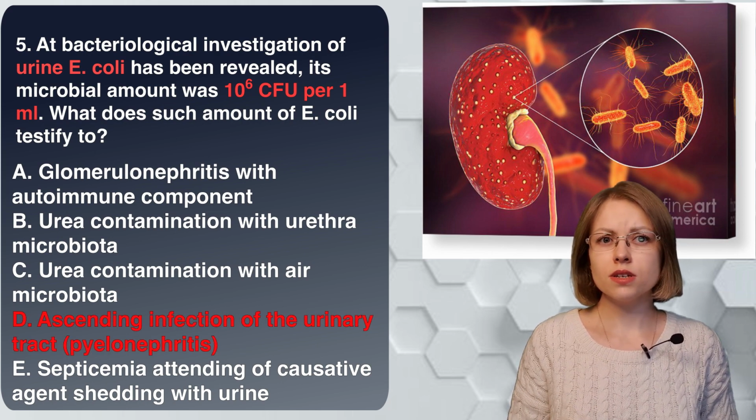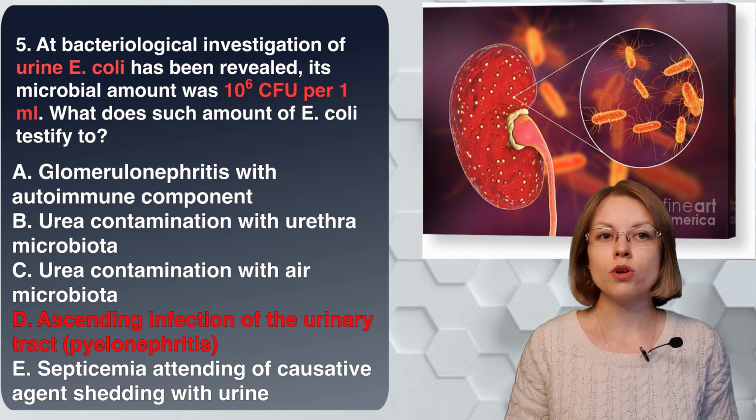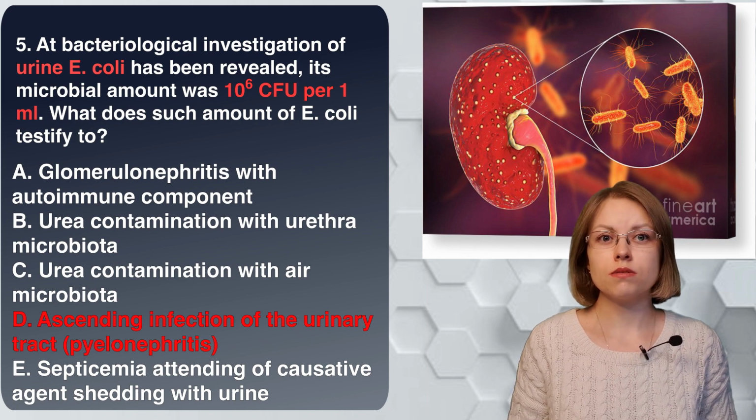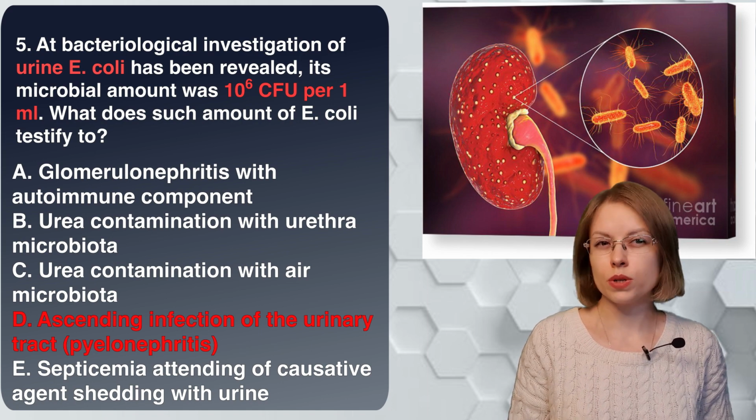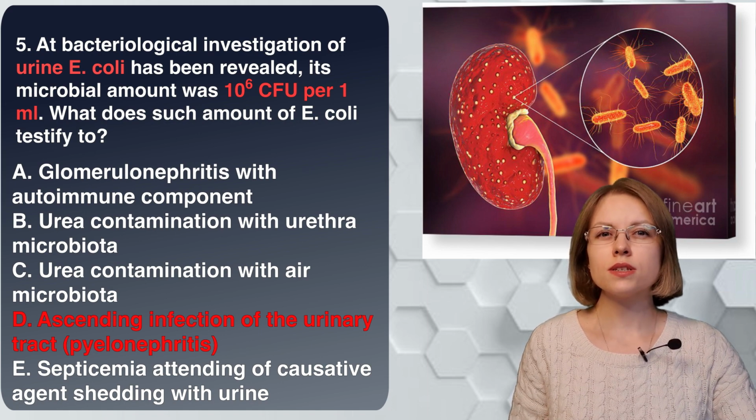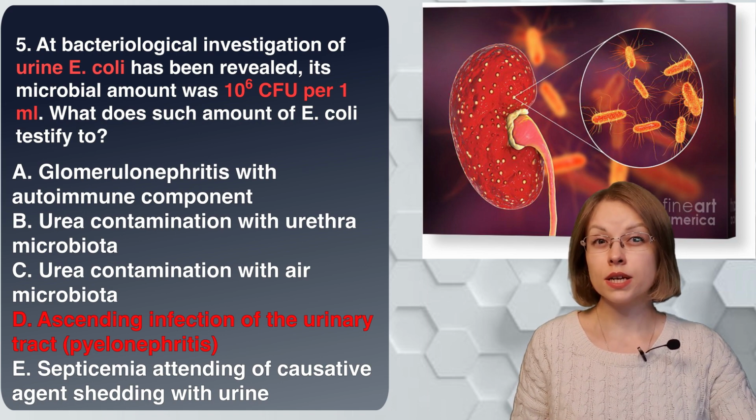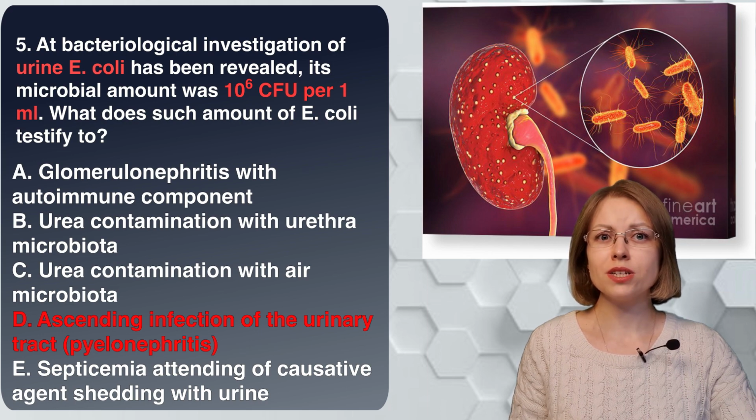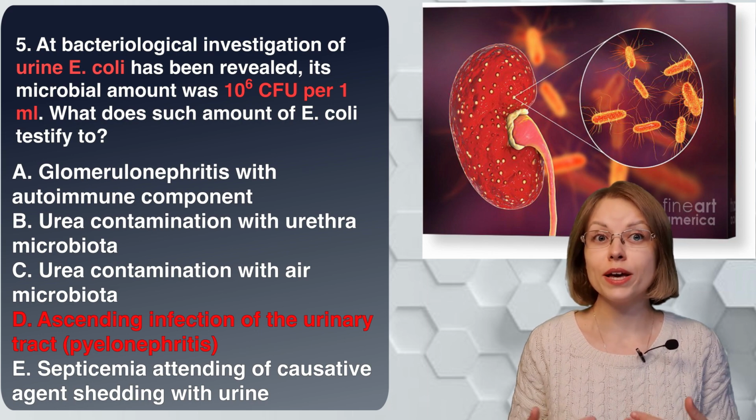Distractor A is incorrect because glomerulonephritis affects the renal glomeruli, and this disease has an autoimmune component, and the urine will have an increased leukocyte and protein content, not Escherichia coli. Moreover, the main etiologic agent of glomerulonephritis is beta-hemolytic streptococci of group A.